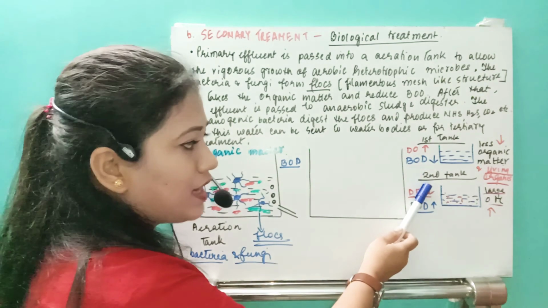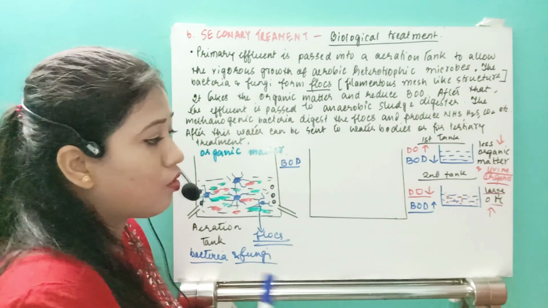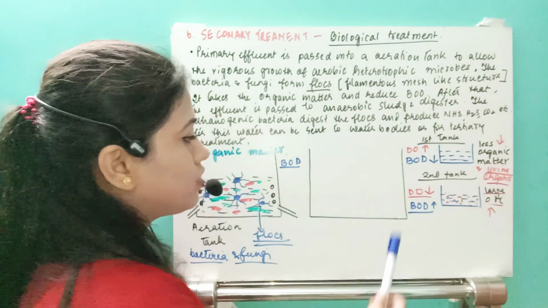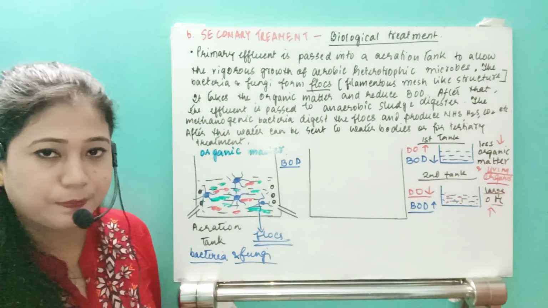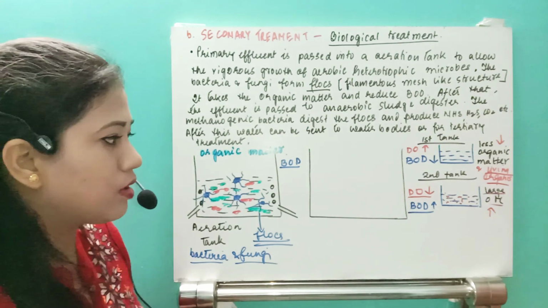In the second tank, due to the presence of high living organisms and organic matter, it takes most of the dissolved oxygen. So that's why BOD level is very high. Got it? These 2 points you have to remember. This is very much important.